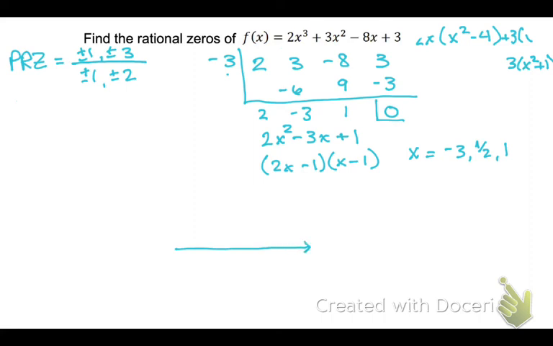Okay, so I need zeros at -3, 1/2, and 1. What's my end behavior on this? One's down, one's up. Which one's what? It's positive, so it ends up, so it starts down. And we don't have any imaginary zeros, do we?